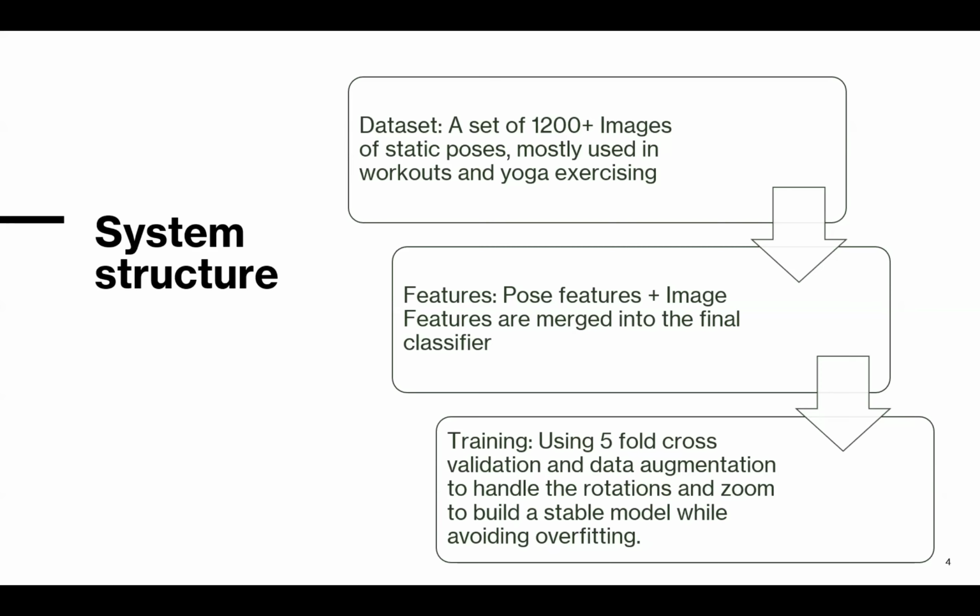And for our training process, we used two different methods. We used five-fold cross-validation, which is done to prove that the model performance is stable and not just memorizing the dataset. Additionally, we use data augmentation to simulate real-world scenarios by applying random rotations, random zooms, and random shifting in the images, which will help the model to increase its efficiency.